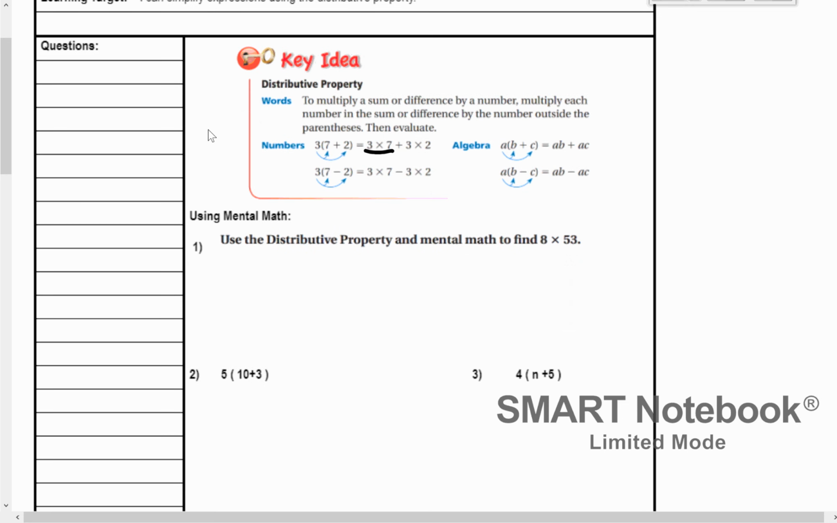Okay, so like I said, you might have done this in elementary school by them asking you to use mental math to find 8 times 53. So in the past, you may have done 8 times 50 plus 8 times 3. You just broke that 53 up into 50 and 3. And from here you did 8 times 50, which you said was 400, hopefully. And then 8 times 3, which is 24, and you would add them together to get the answer of 424.